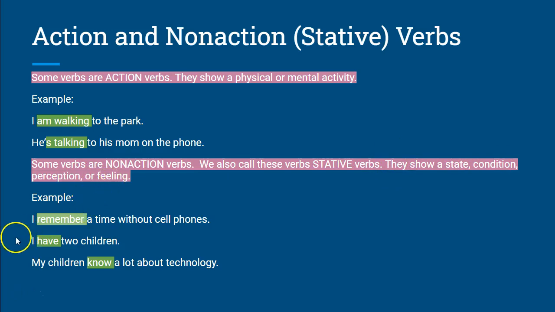So they might show a state, a condition, perception, or a feeling. For example, I remember a time without cell phones. Okay, so we can't actually see this action. It's just more of an action that takes place. I have 2 children. My children know a lot about technology. So these are more actions that are not so easy to see, but they also happen. And we call these non-action verbs.